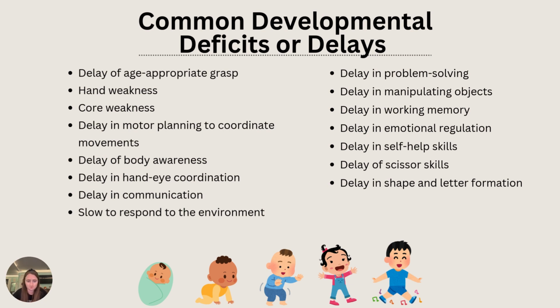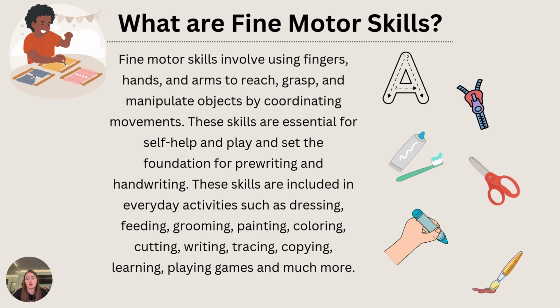Within these individual chapters, there are more common delays and deficits that are broken down by skill and discussed further. Following the introduction of occupational therapy in early childhood in chapter 1, chapter 2 discusses our first skill, which is fine motor skills. So what are fine motor skills?